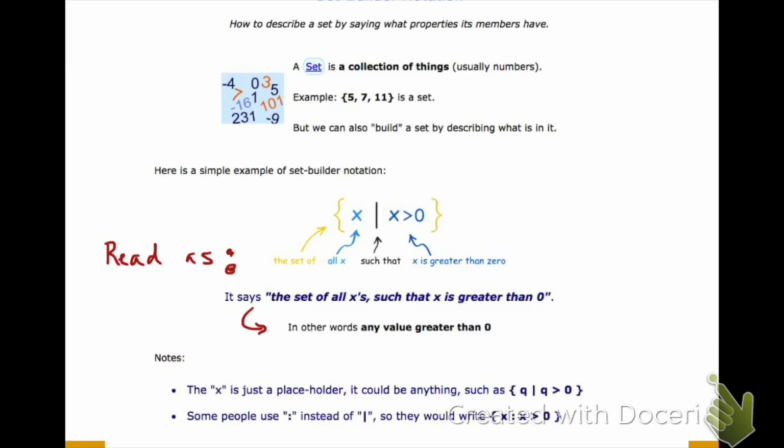Please note here that x is just a placeholder. It's a variable. So it really could be used any variable that we want here. We could use q, p, fish if we want. It really depends on what we would like. And then some people also use colons instead of the lines. And so in this case, again, using that line or the colon to mean such that.